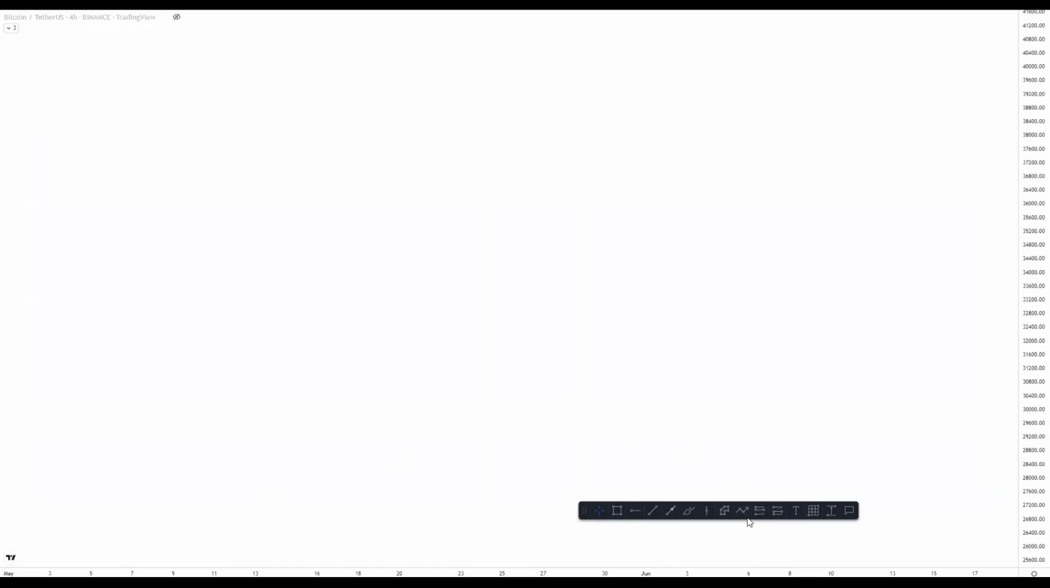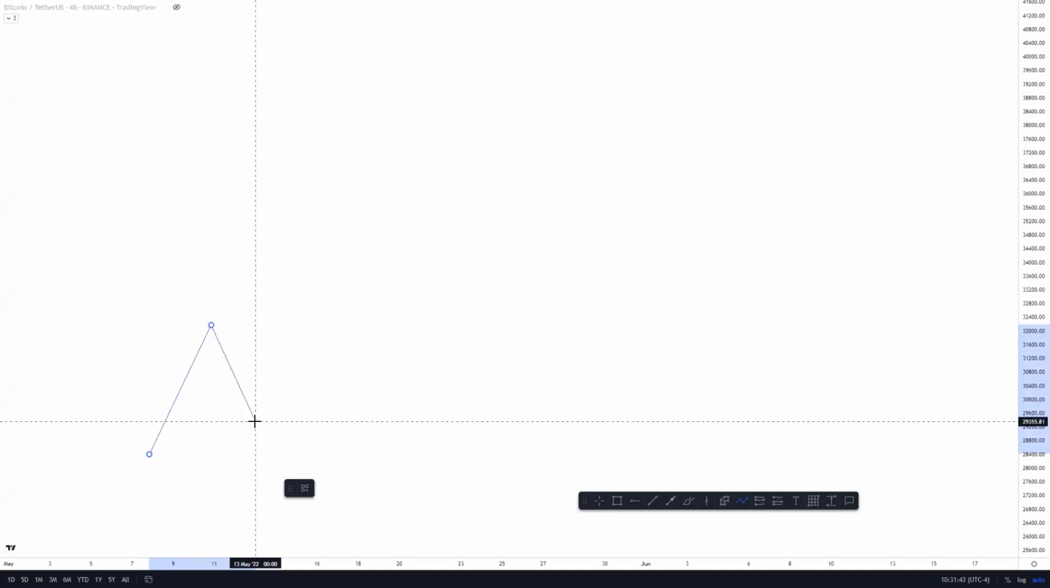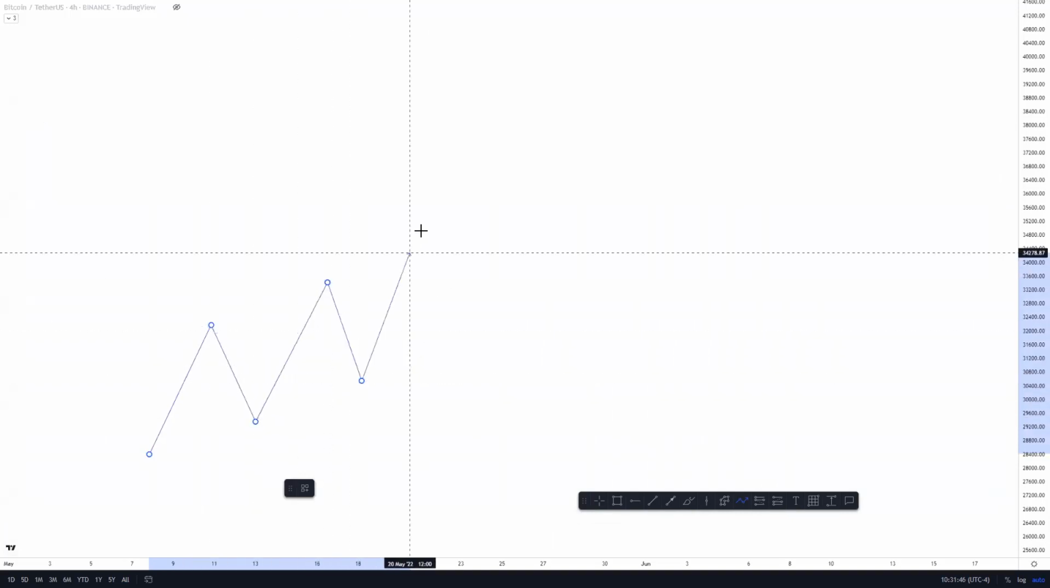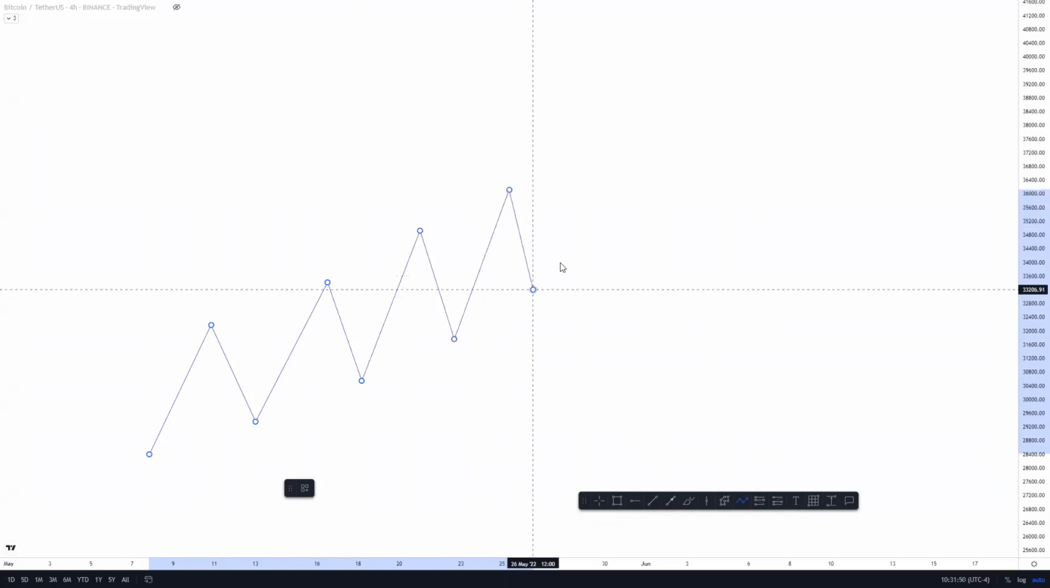So today I will talk about the point of interest, how I select the point of interest and the ranges. Okay, so if you see in a bullish trend, the market makes higher high, higher low, higher high, higher low, then higher high, higher low.